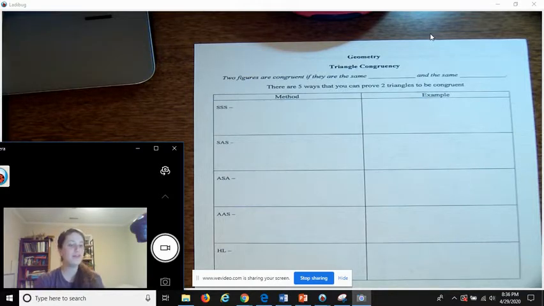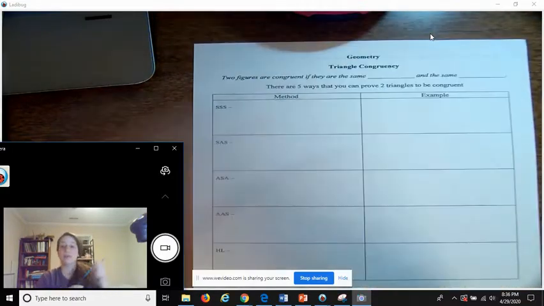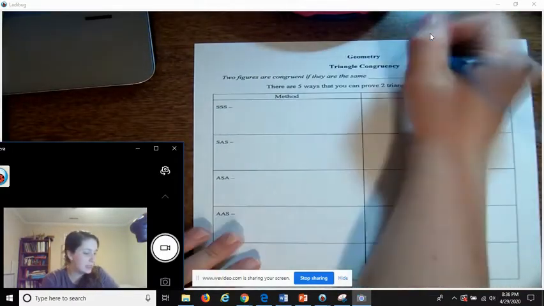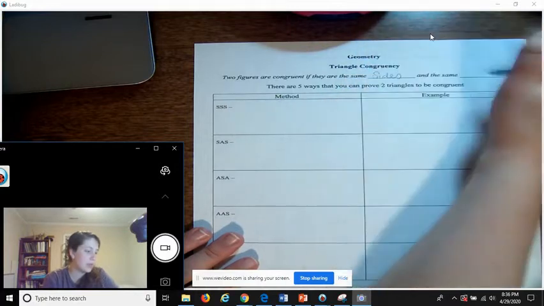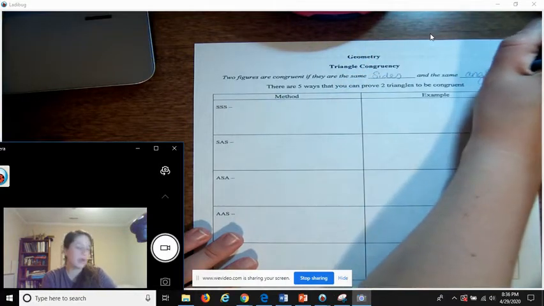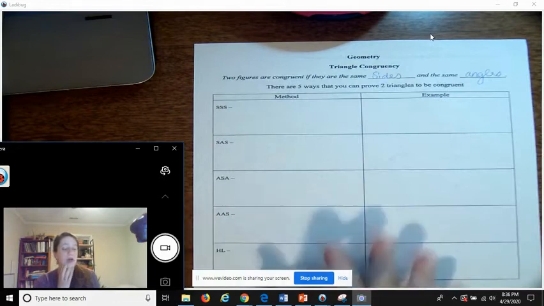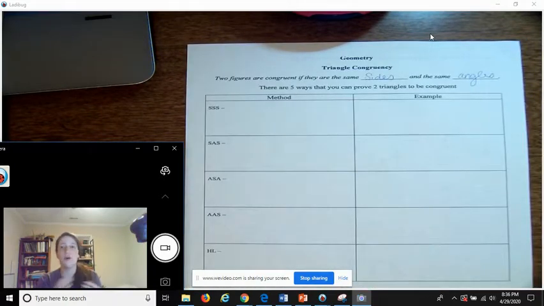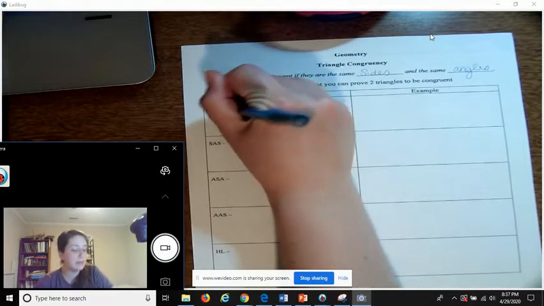So two figures are congruent if they have all the same sides and all the same angles. Okay, we know this for sure. If they have all the same sides, all the same angles, we know that they're the same shape. This works for not just triangles, but all shapes. Now, specifically for triangles, there are 5 ways that we can show that two triangles are congruent. The first way you should know is side, side, side.